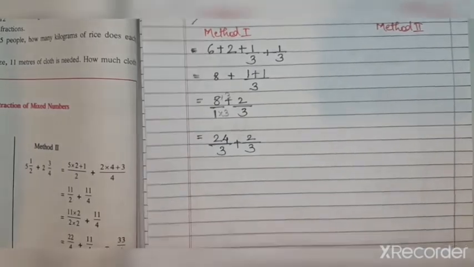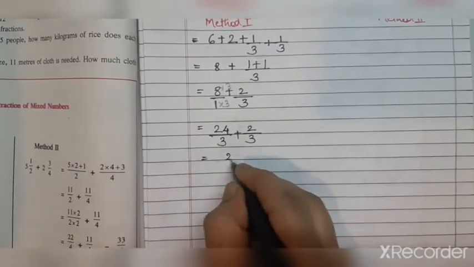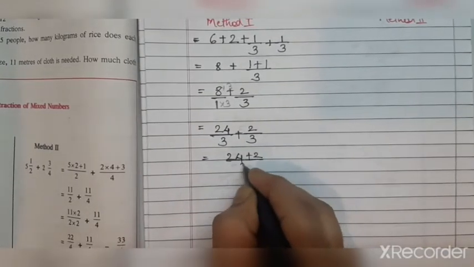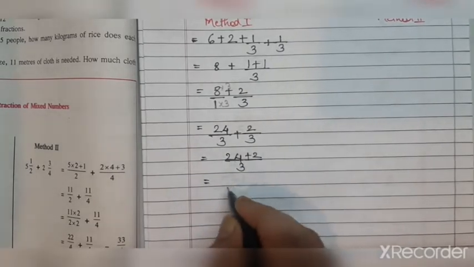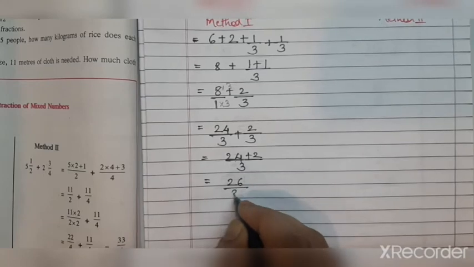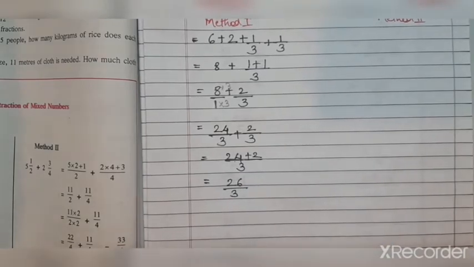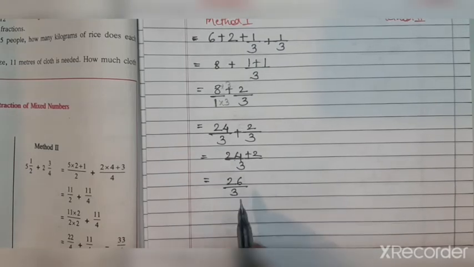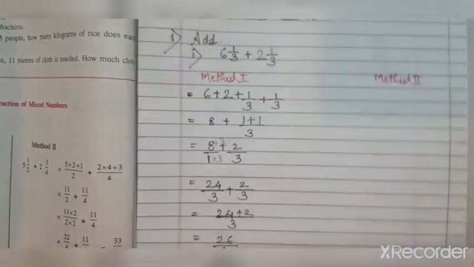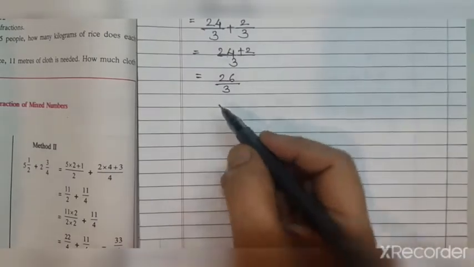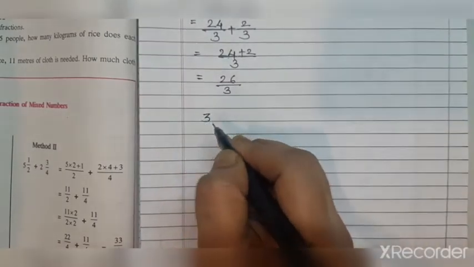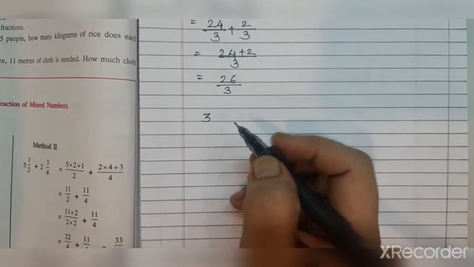Now we got the denominator same. So we will add the numerators by writing the denominator only once. 24 plus 2 is 26 upon 3. After we get this 26 upon 3, we will convert this into a mixed number. And how do you convert? Yes, it's a very simple method again. We saw it in our last video in practice set 9.